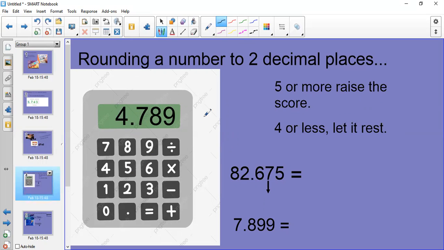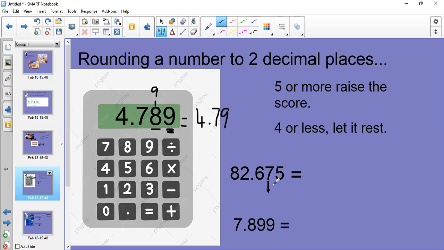4.789. So if it's to 2 decimal places, we want to work out if this number is either going to stay the same or if it's going to be rounded up by 1. So we need to look at the number next to it, its neighbour. If this number is 5 or more, this number needs to change by 1. If this number is 4 or less, this number stays the same. So 4.789 rounded to 2 decimal places becomes 4.79, because our 9 is more than 5, so this needs to jump up to 9. 4.79.